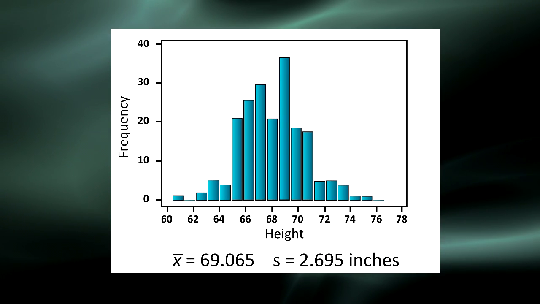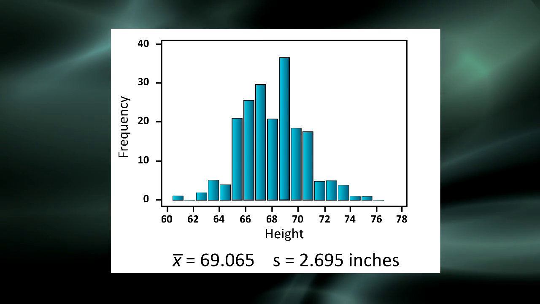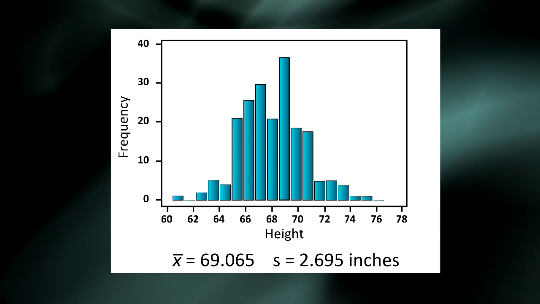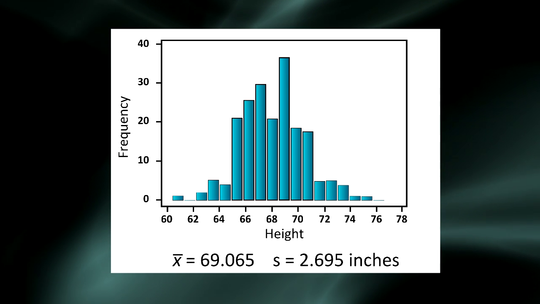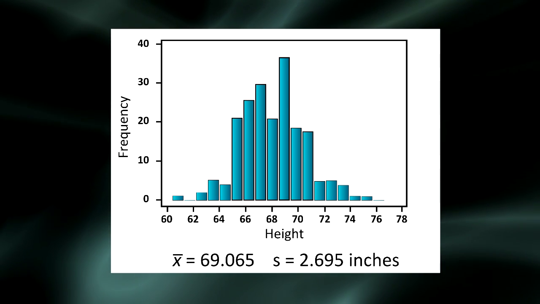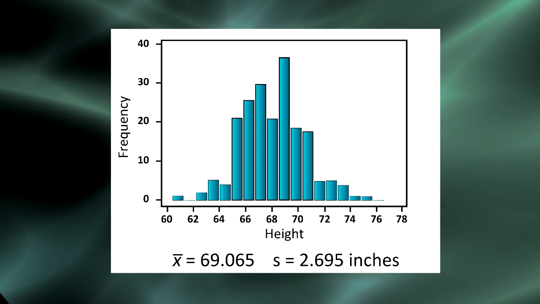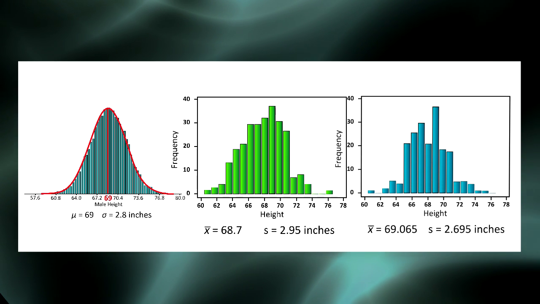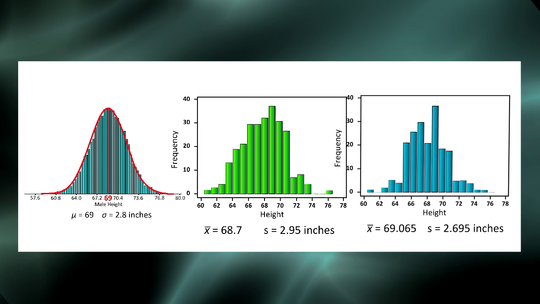Let's take another sample of 200 males, displayed here in sample 2. The sample mean is 69.065 inches, and the sample standard deviation is 2.659 inches. This example again demonstrates sampling variability. While the sample results are pretty close to the population results, they're slightly different from the results we found in the first sample.